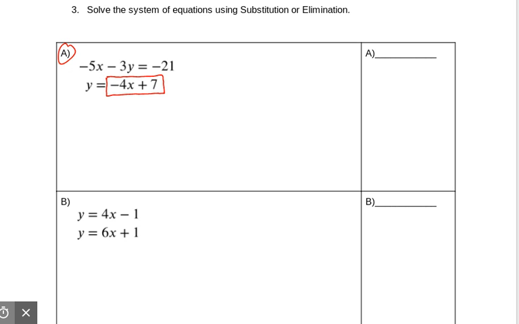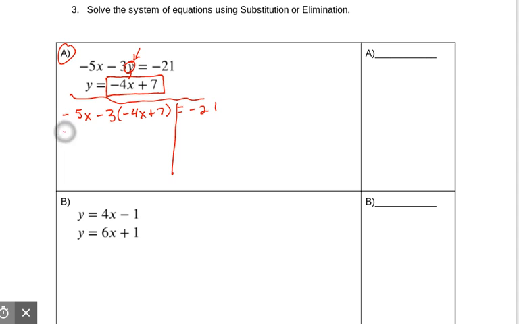And since it's y equals, I want to go ahead and plug this in for my y. Okay, so my equation that I start with is going to look like this. I'm going to start negative 5x minus 3. Now we're removing that y out of there, and we're replacing it with negative 4x plus 7. That's substitution. Equals negative 21. And then we need to solve.